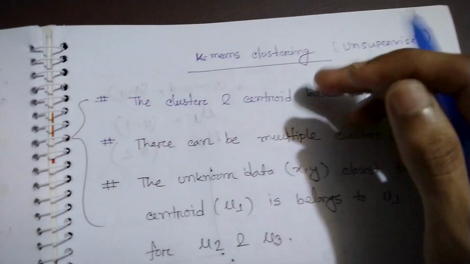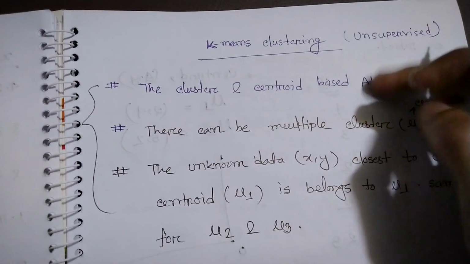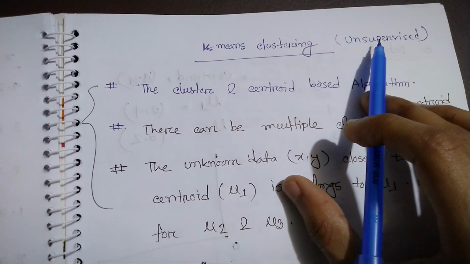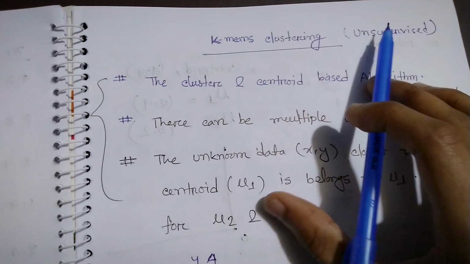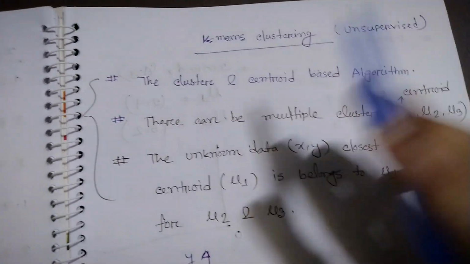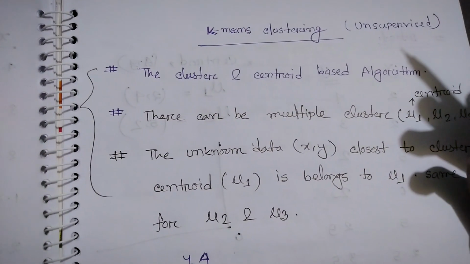But in the case of k-means, you won't be given class 1 or 0, or class dog or cat. You won't be given that. This is labeled data. K-means clustering is unsupervised because there is no labeled data, unlike the KNN algorithm, which is a supervised algorithm. So this is the main difference between supervised and unsupervised algorithms.